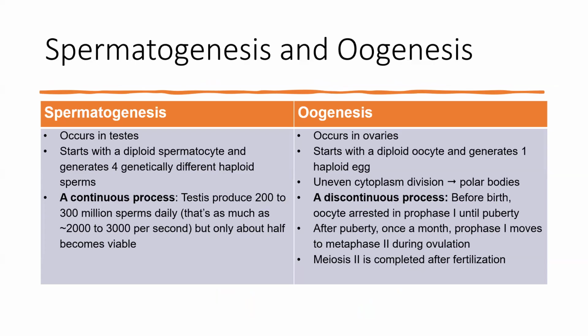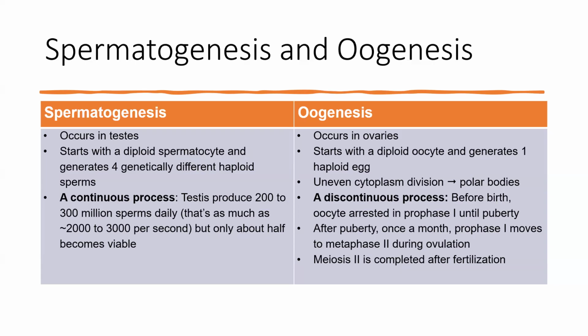And when the boy turns into a man, they will continue to produce sperm, up to 200 to 300 million sperm per day. That's a lot. If you do a division, that's like 2,000 to 3,000 per second, but only half of them will become viable. And this is a continuous process, right? You hear stories that men can have kids up to 70, sometimes even 80, like celebrities. It's kind of weird, but it happens.